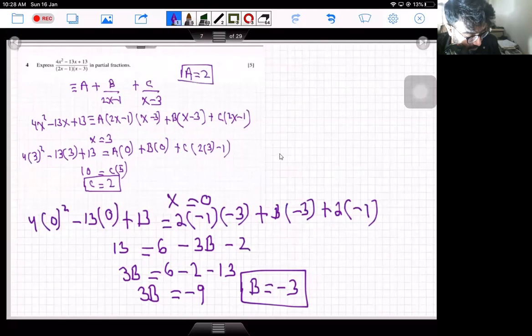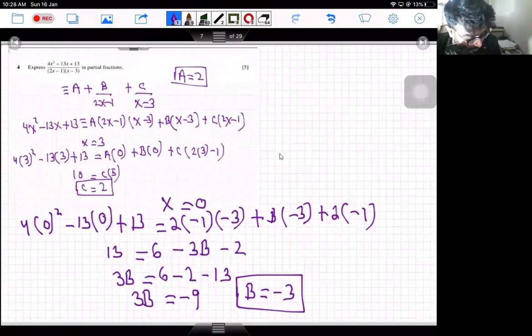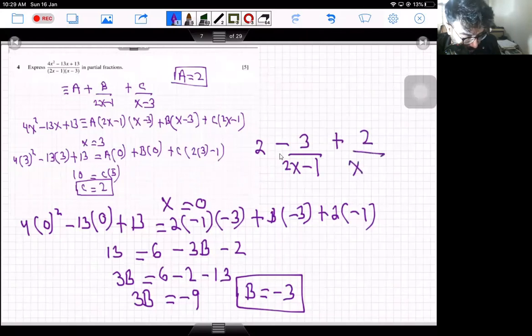So a is equal to 2, b is equal to minus 3, and c is equal to 2. And then we have to express this in partial fractions. So 2 plus, we have minus 3, so 2 minus 3 over 2x minus 1. And then we have c, so plus 2 over x minus 3. This is supposed to be your final answer. And this is question number 4.